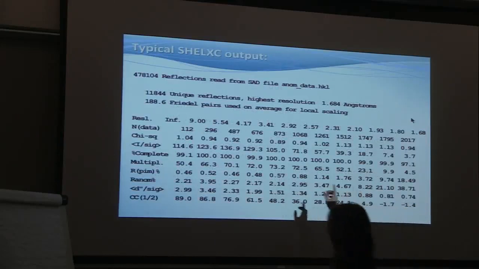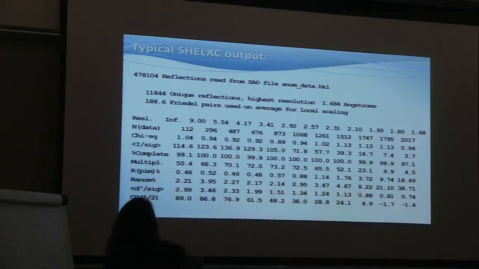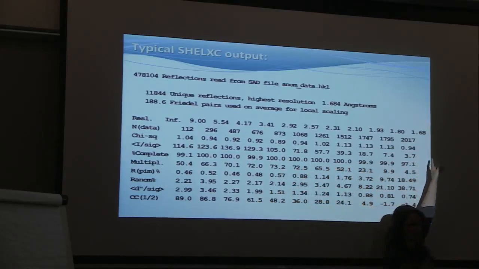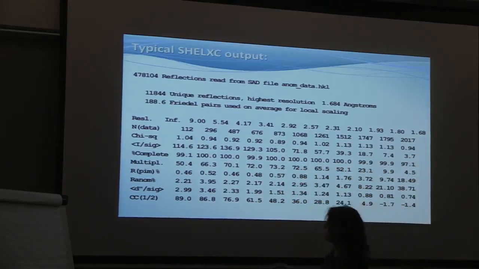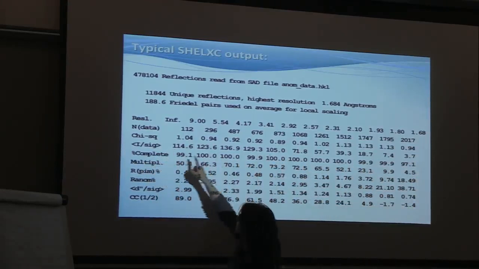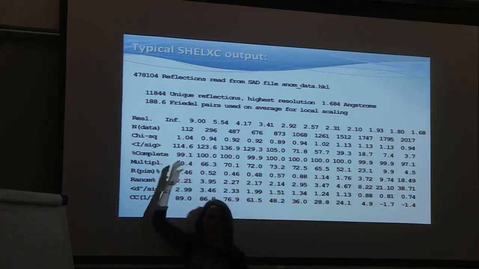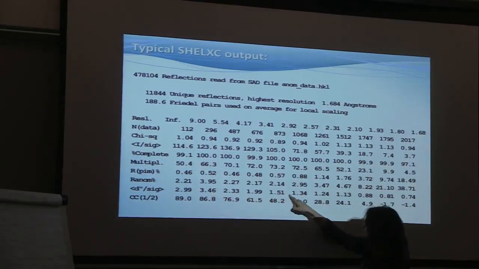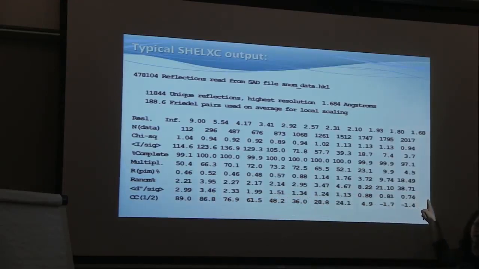This is a typical SHELXC output. There is resolution up here, infinity, meaning close to the beam stop, and then the data set goes to 1.68 angstrom. We've got a number of data, chi squared, that should be about 1. This data set is very well behaved. I over sigma, which is the average I over sigma in this resolution shell. Completeness should be high. Multiplicity should be high. PIM, anom, d double prime over sigma. So you can see the values are developing to something like 0.8. Well done, this data set is processed well.